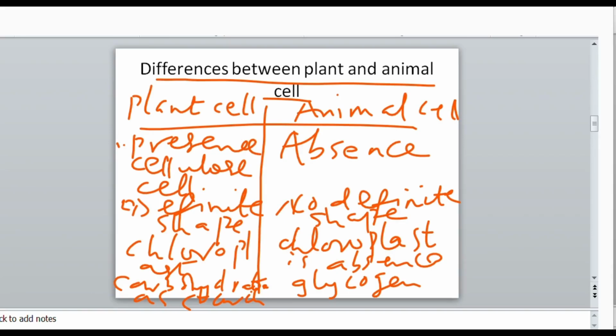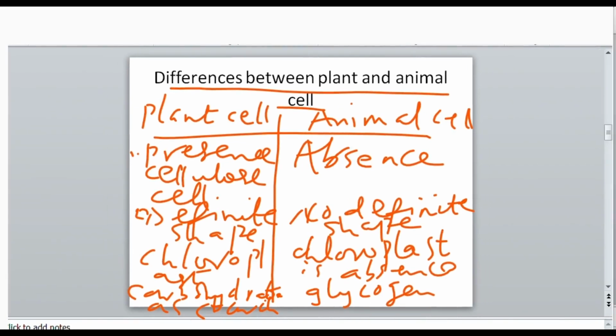These are the differences between plant cell and animal cell. Other differences might include that the plant cell has a less dense cytoplasm, while the animal cell has a more dense cytoplasm. Presence of centriole in the animal cell, then absence of centriole in the plant cell. These are the differences between plant cell and animal cell.